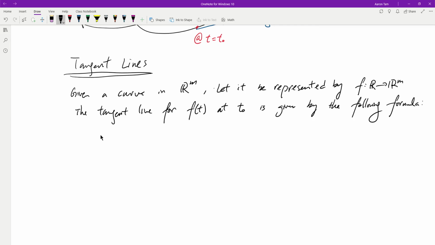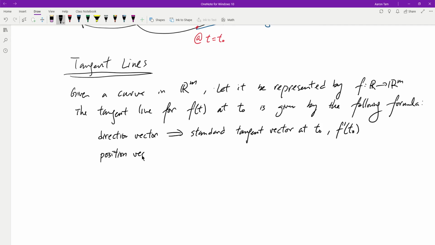So remember, in order to write a line, what I need would be two things, a direction vector and a position vector. So we're going to now define that the direction vector is basically going to be our standard tangent vector, but technically speaking, it could be any tangent vector. But I am going to write down standard tangent vector because that's the direction vector that I want you to use. So standard tangent vector at t sub 0 would be the expression f prime at t sub 0. Notice that is a vector in R^m.